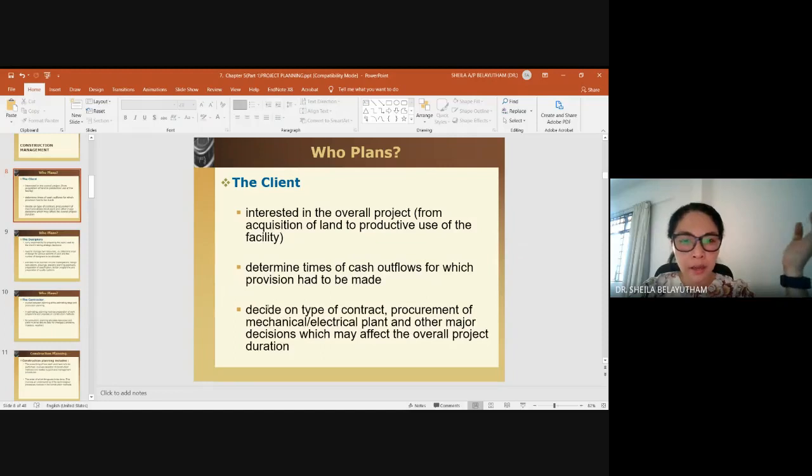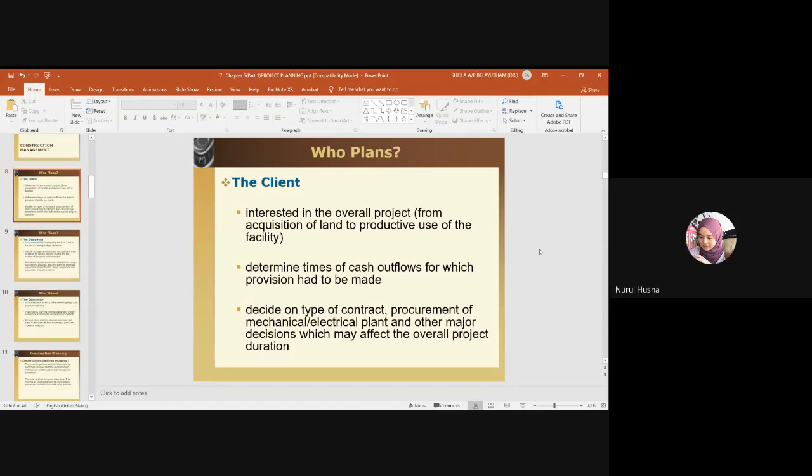And of course, as a client, you will also decide on the type of contract. What are the common types of contract we use in construction? Just name a few. Turnkey. Turnkey, okay. Turnkey means that it will be handed over to the turnkey contractor, and basically the client at the end of the day just turns the key. Everything will be handled by the turnkey contractor. Other than that?